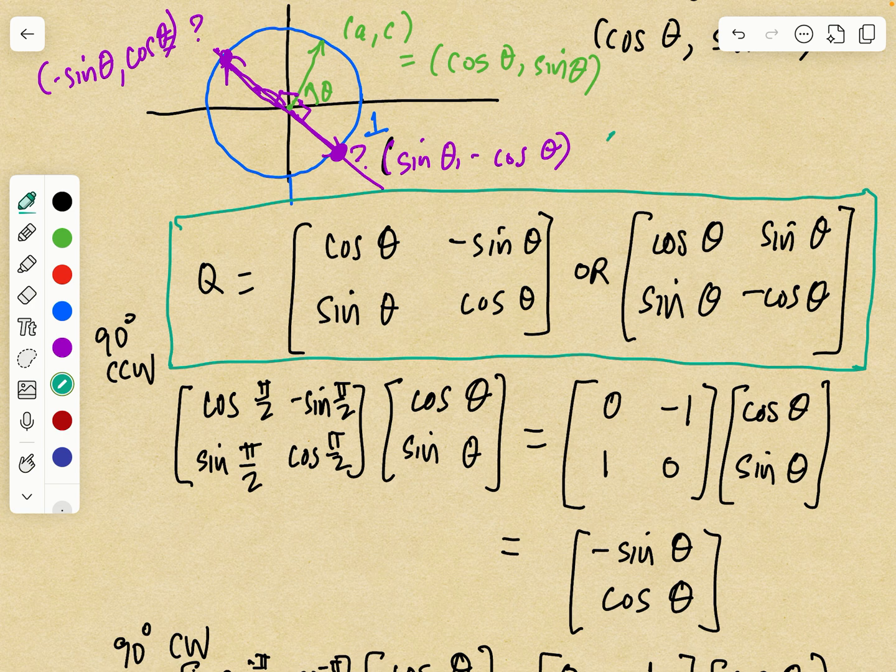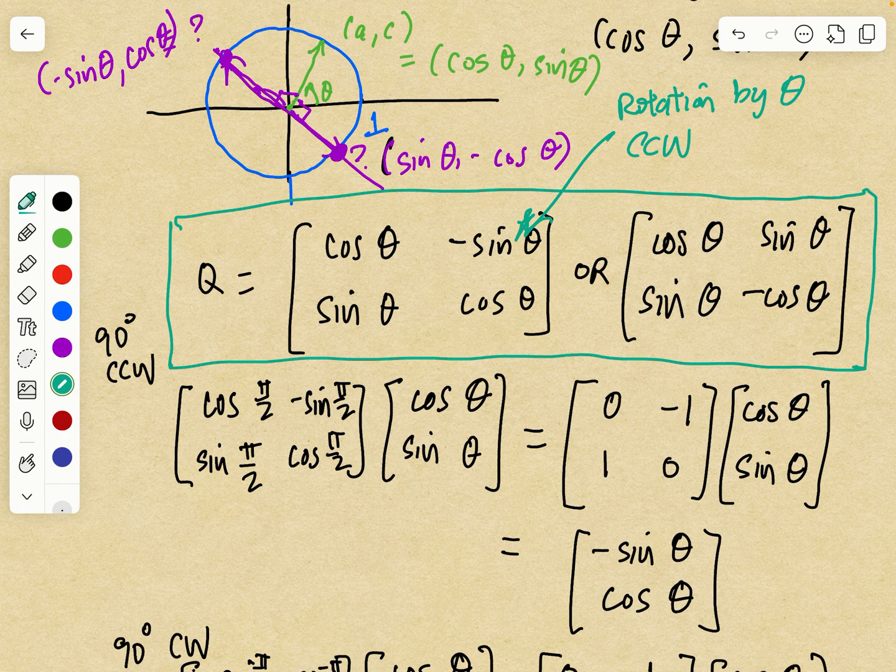Now notice that this first matrix is just the matrix that rotates by theta degrees or theta radians counterclockwise, right? We've seen this matrix before. It's the rotation matrix. We've seen this in our discussion of linear transformations.